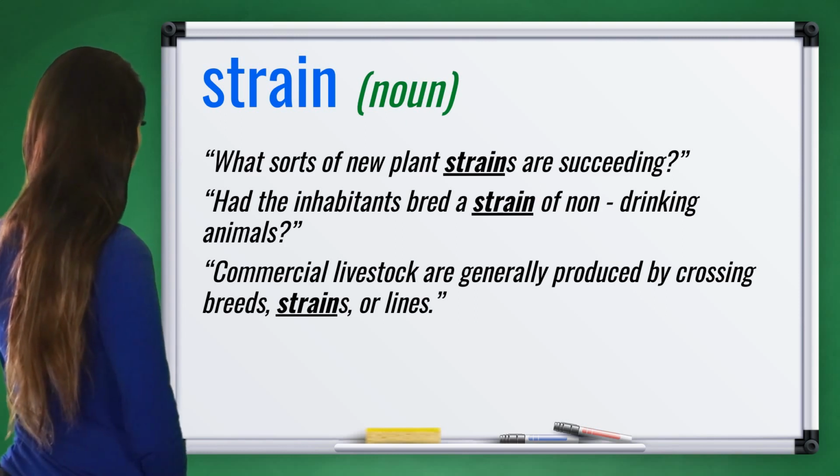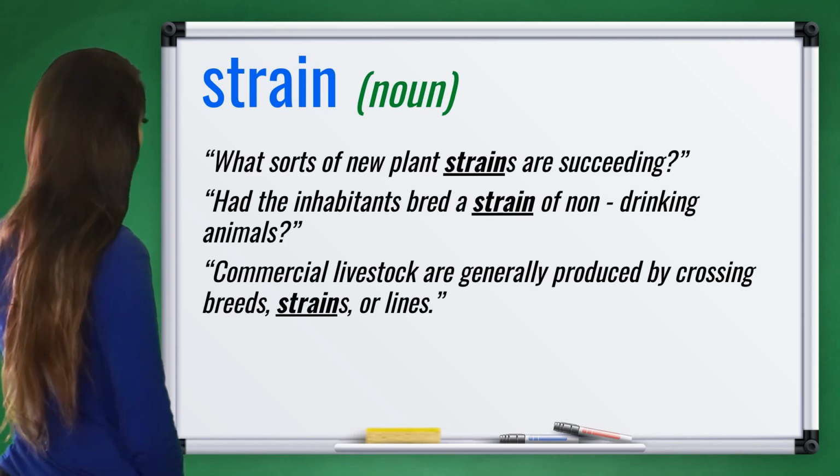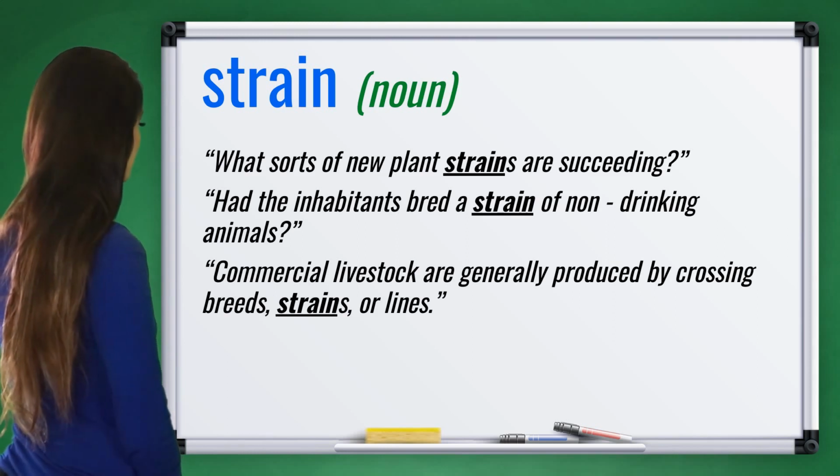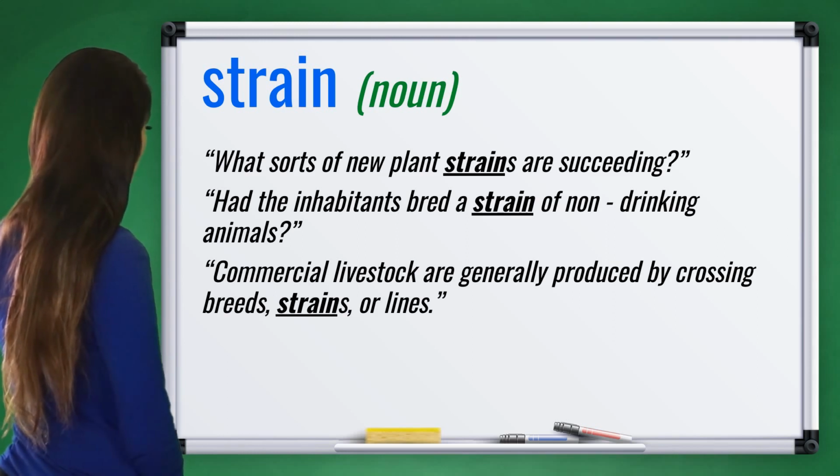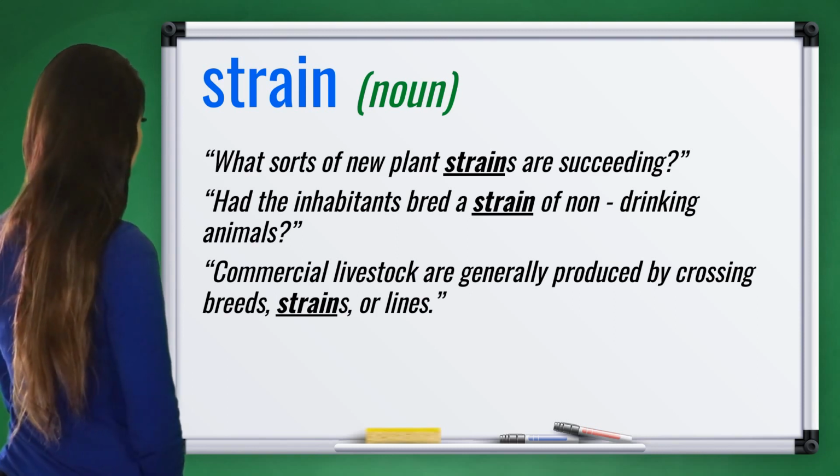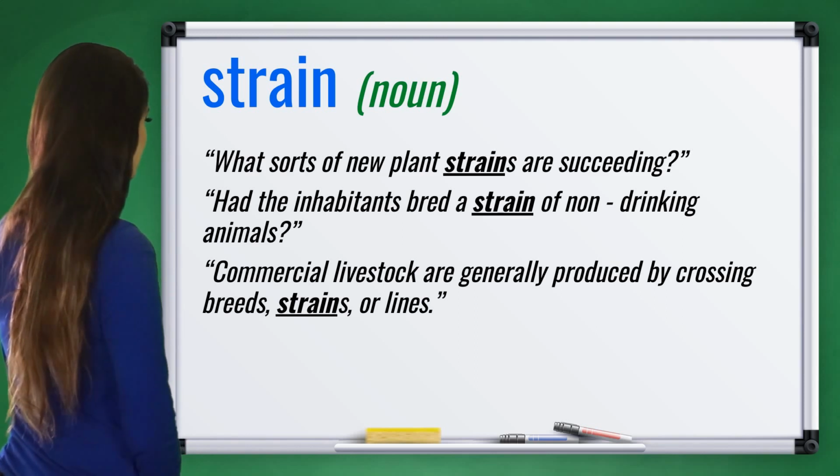The second exemplar. Had the inhabitants bred a strain of non-drinking animals? Now, repeat after me. Had the inhabitants bred a strain of non-drinking animals?